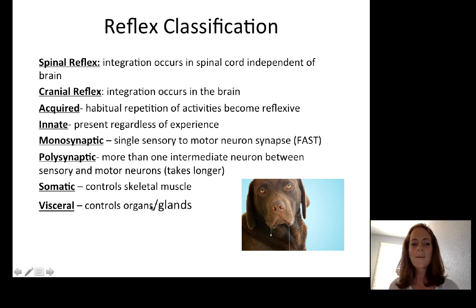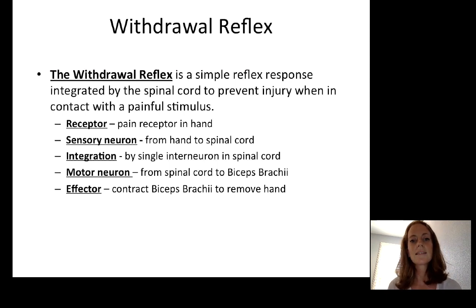That's acquired. How many cells are involved? Is it just 2 cells and 1 synapse? That's monosynaptic. Is it multiple cells and multiple synapses? Those are polysynaptic. And what does it control? Does it control skeletal muscle or does it control organs and glands? Skeletal muscle would be somatic, visceral would be organs and glands.